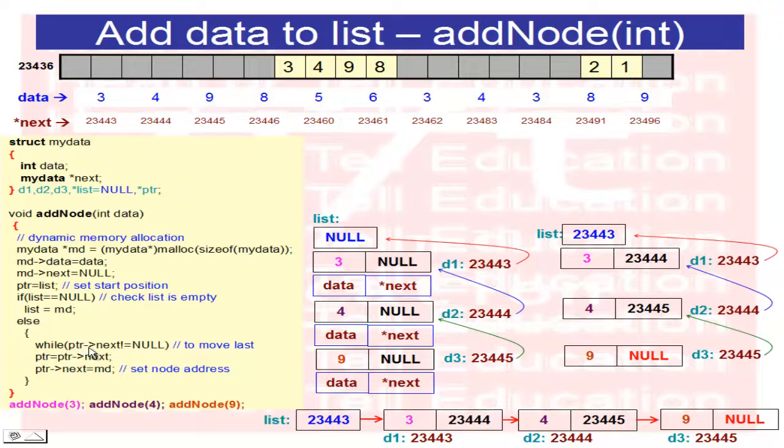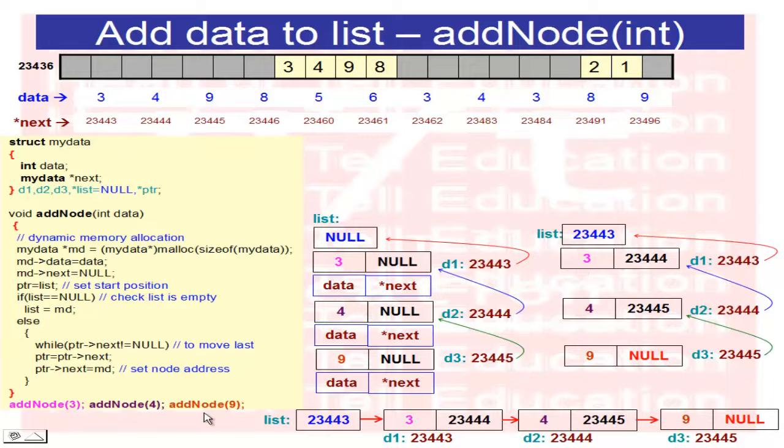So ptr next is not equal to null, no, it is null. So this loop breaks this time. Okay, and ptr next is assigned the md variable, my data variable address. So two addresses I have assigned here, 3 and 4. So this next I have assigned this address.